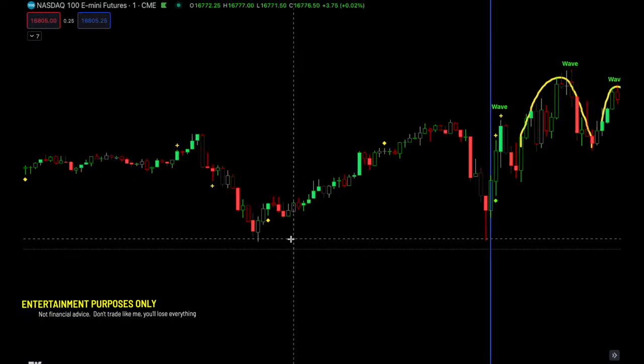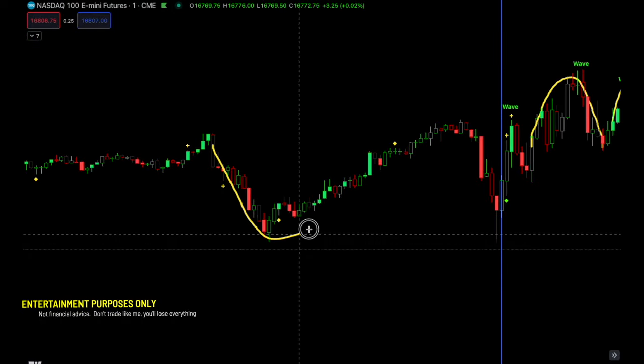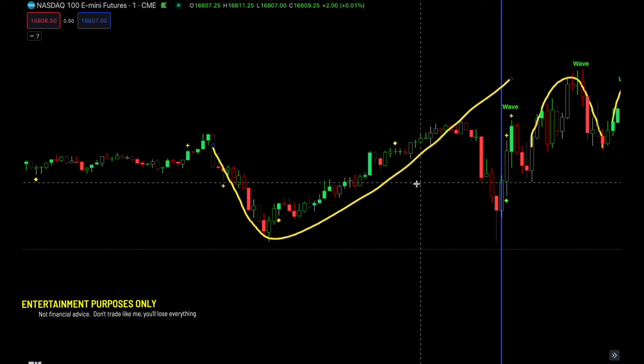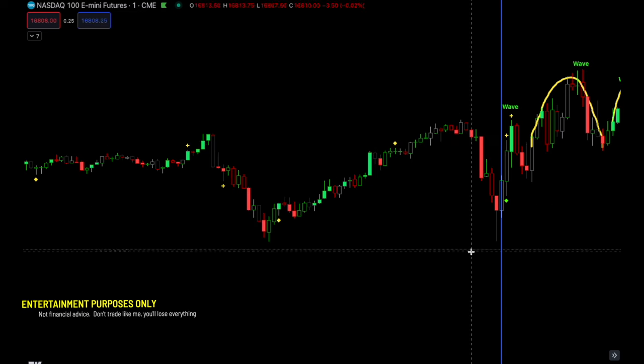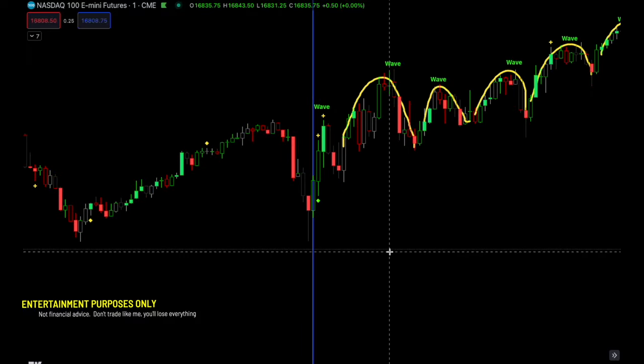And over here, kind of the same thing. We have pretty much a flush followed by a big upward trend. And then we have a big upward trend followed by a flush. So you get the idea. That's basically how it works.